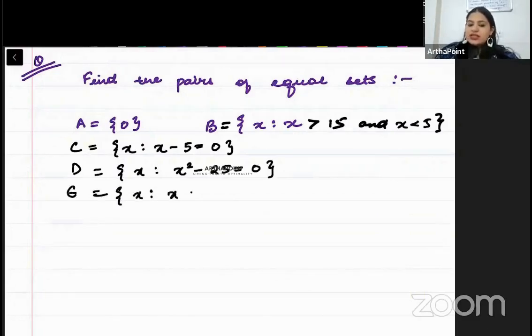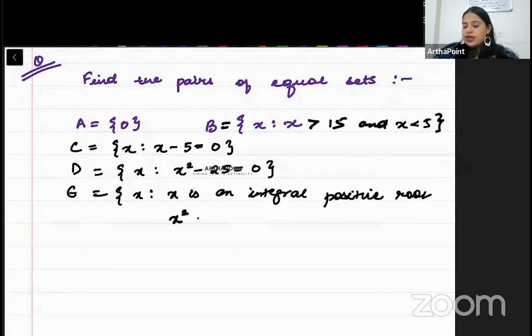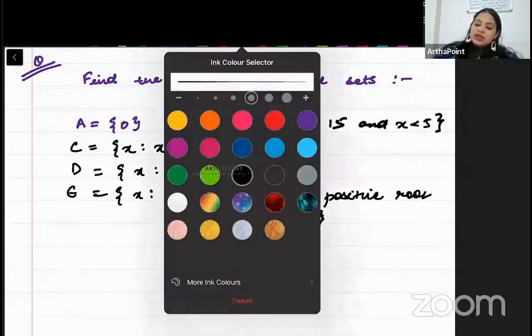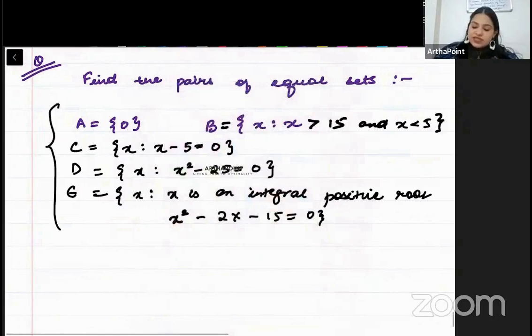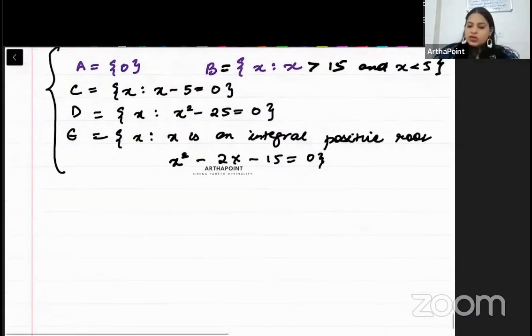X is such that X is an integral positive root of the equation X square minus 2X minus 15 is 0. So you have to tell me that out of these 5 sets, beta, which sets are equal sets. ये बताना है कि कौन से sets equal sets हैं. तो करना शुरू करते हैं बेटा.